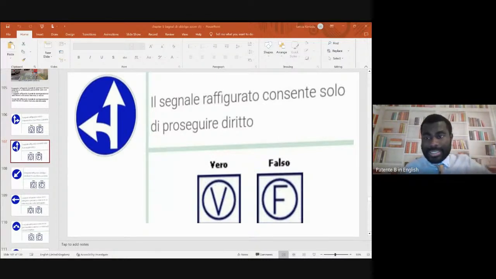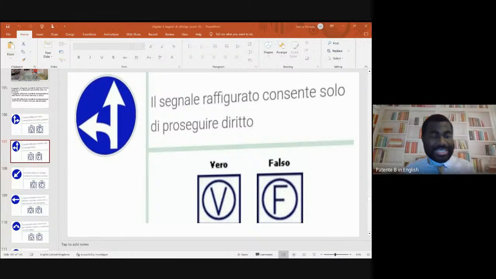And indeed, the answer to this question is false. If you look at the signal, we have two directional ways: to go straight or to turn to your left.